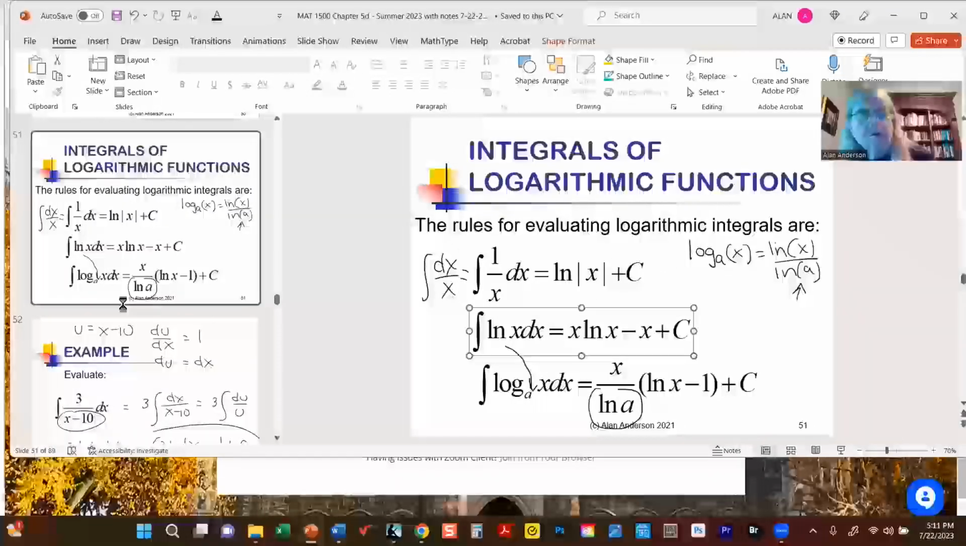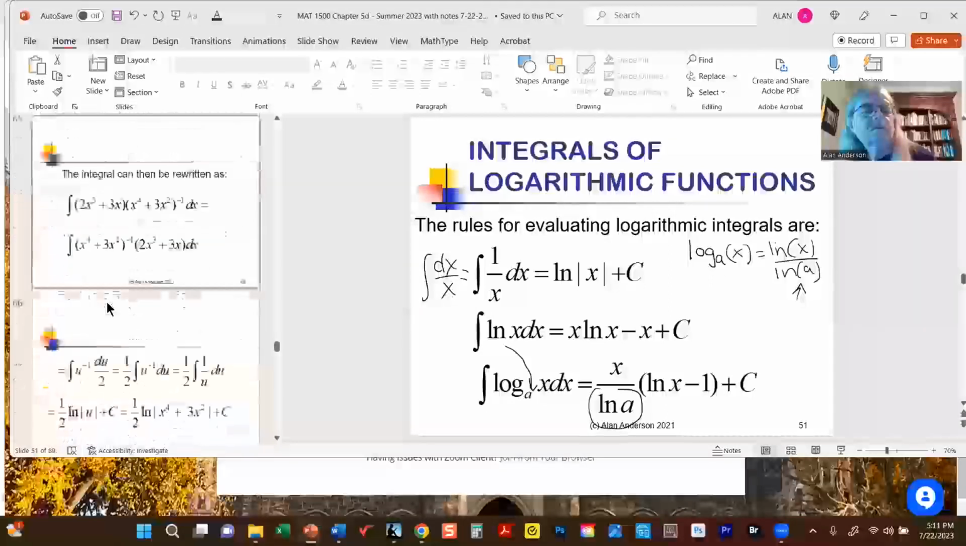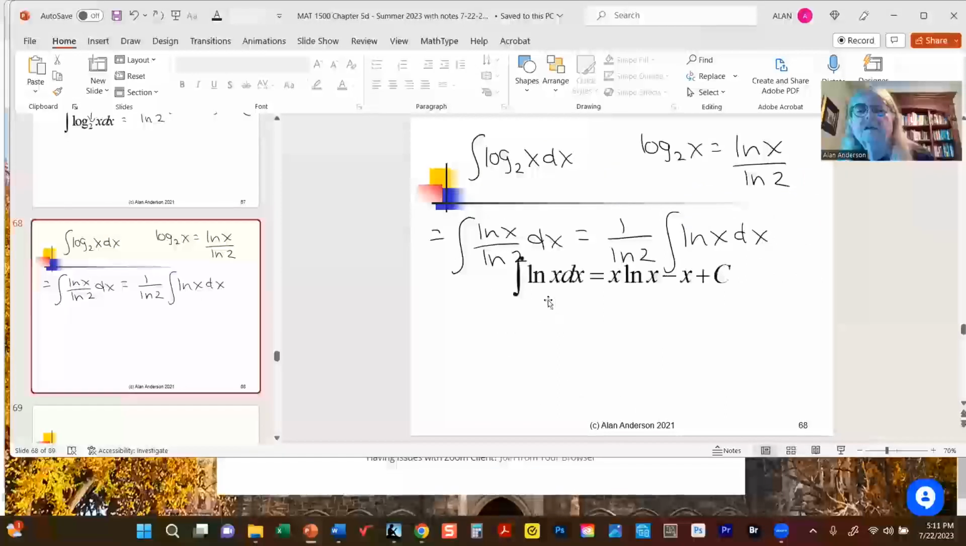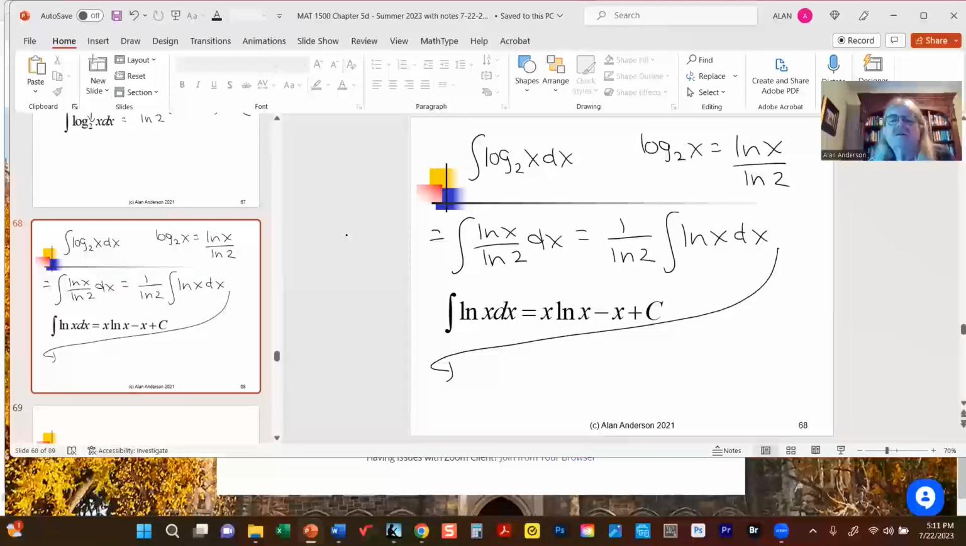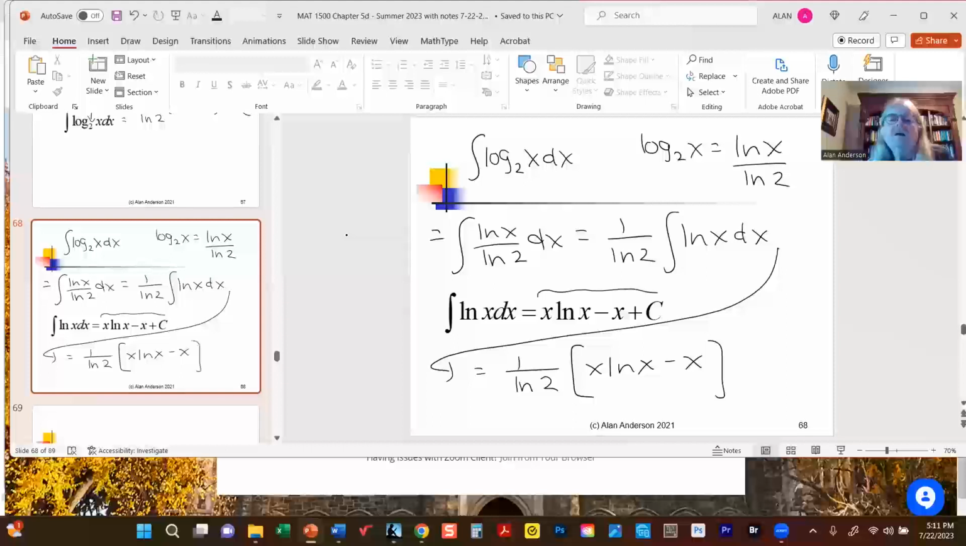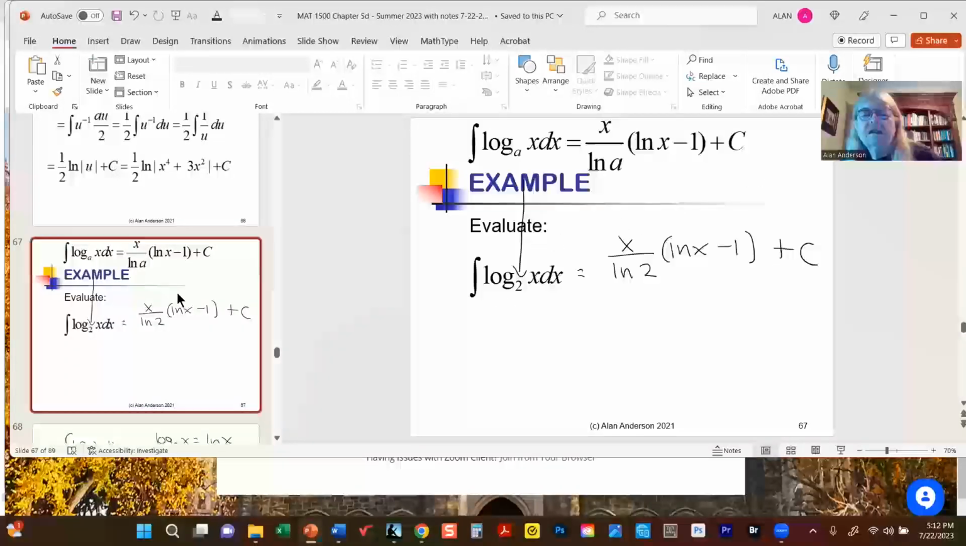Okay. So we'll bring that back. So what this is implying is that this one is the equivalent of 1 over log 2, and then we'd have all of this, x ln x minus x. We could put the c outside. It doesn't really matter where the c goes. It's a constant. So when we wrote our answer up here, this is the answer we got here.